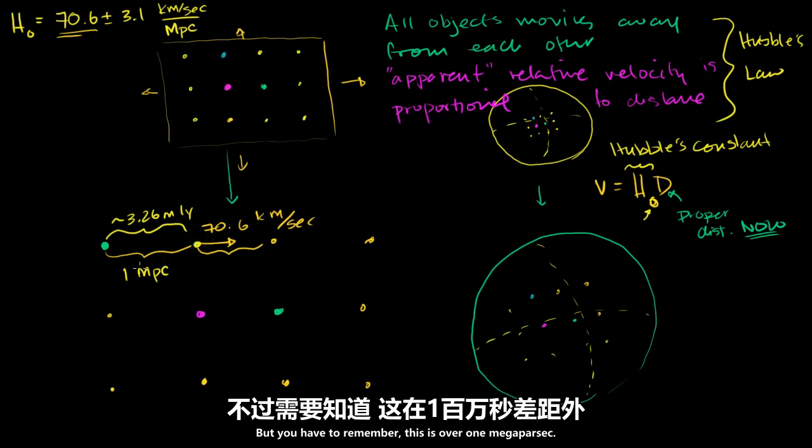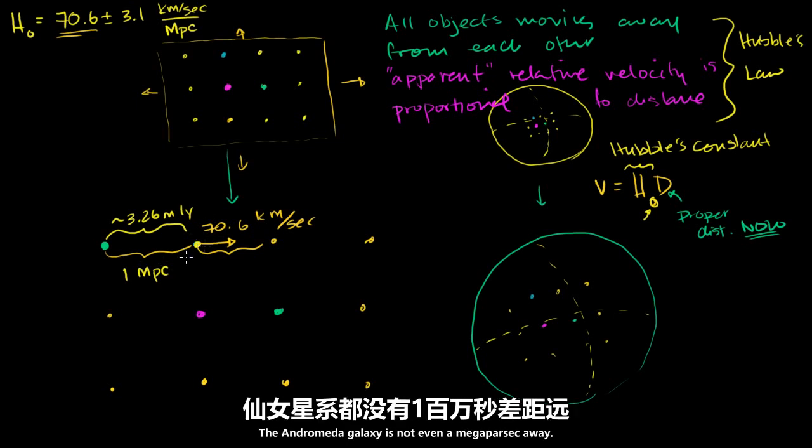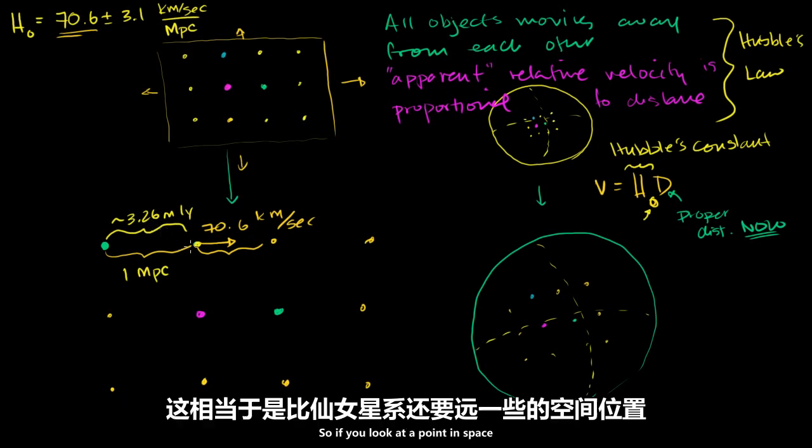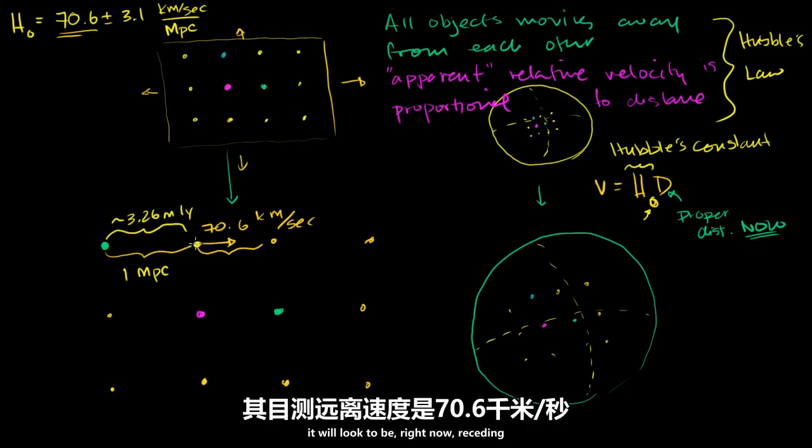But you have to remember, this is over 1 megaparsec. The Andromeda galaxy is not even a megaparsec away. It was about 2.5 million light years. So it's about, I don't know, 0.7 or 0.8 of a megaparsec. So if you look at a point in space a little bit further than the Andromeda galaxy, it will look to be right now receding at about 70.6 kilometers per second.